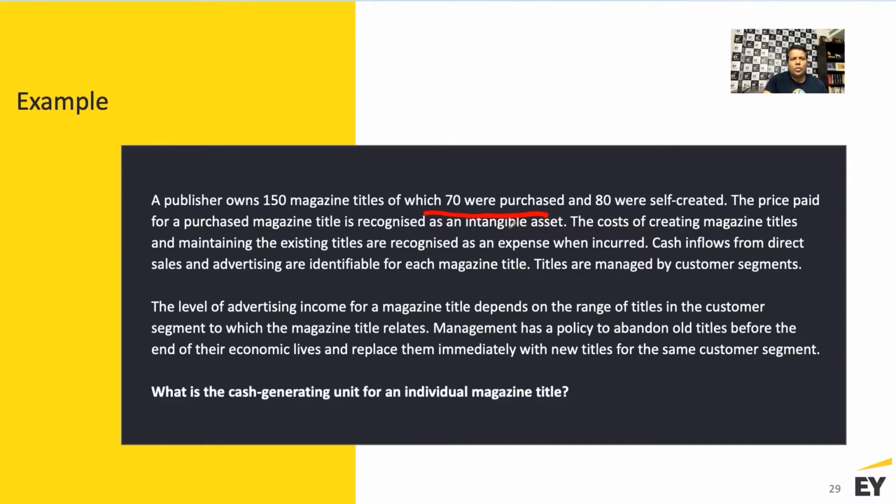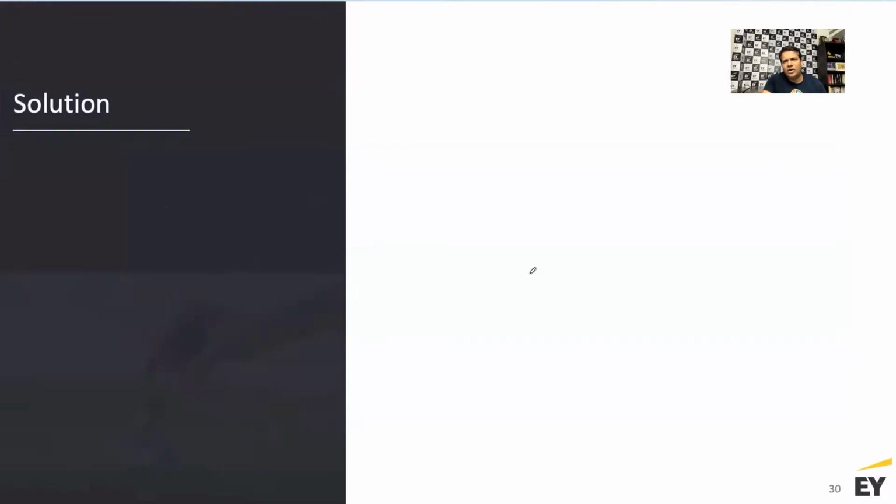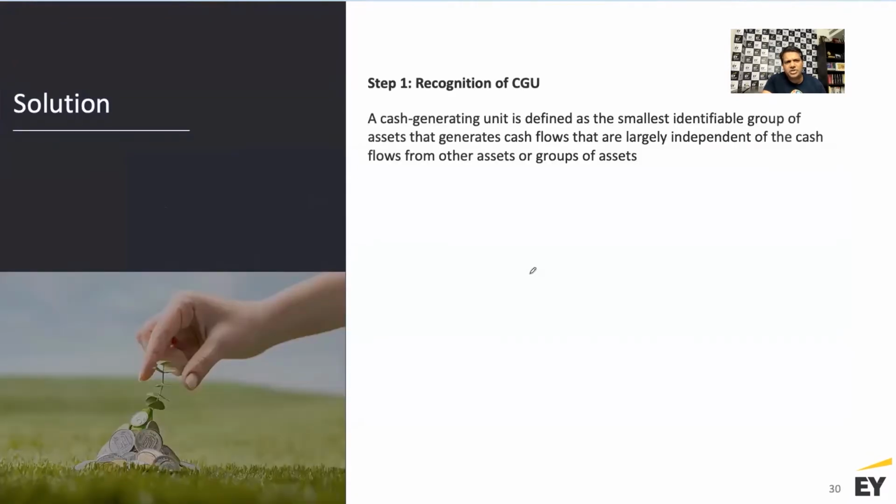What is the cash generating unit for an individual magazine title? Now, here the key question in so much of information given is your capability to generate cash flows, right? And when you think about the information here, the cash inflows from direct sale and advertising are actually identifiable for each of these magazine titles. Recognition of CGU is defined as the smallest identifiable group of assets that generate cash flows that are largely independent of the cash flows from other assets or group of assets.